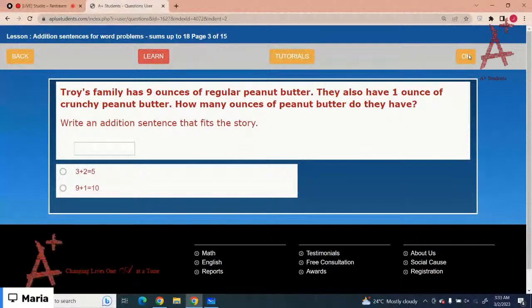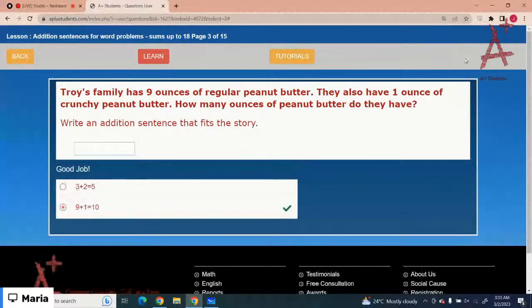Option number 2 is the correct option. Got it? 9 plus 1 equals 10. So the correct option is option number 2. 9 plus 1 equals 10.